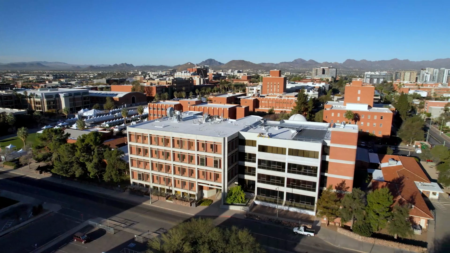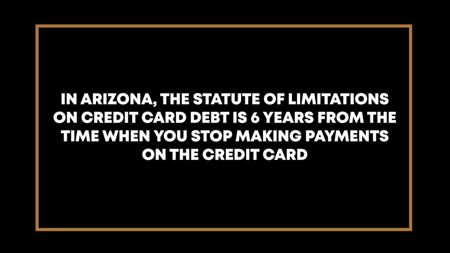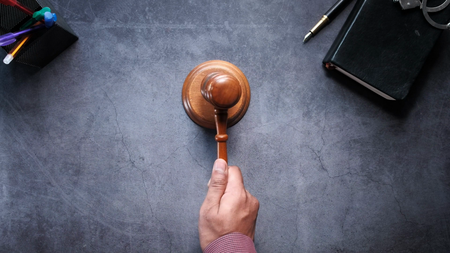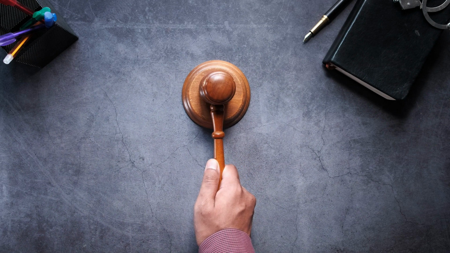So for instance, in Arizona, where I practice law, the statute of limitations on credit card debt is 6 years. So 6 years from the time when you stop making payments on the credit card, there's a 6-year window to actually file a lawsuit against you. If they don't bring the lawsuit within that 6 years, they're barred forever from doing it. It's outside the statute of limitations, and even if they do sue you, the court will dismiss it because it's too old. They waited too long.